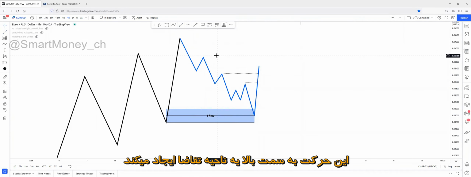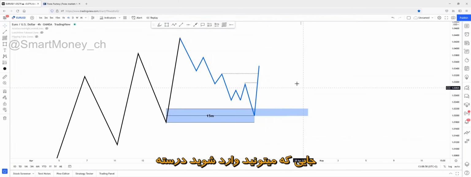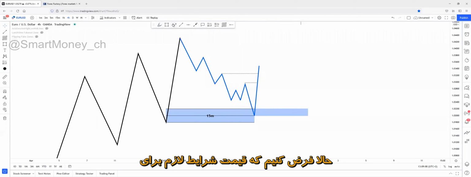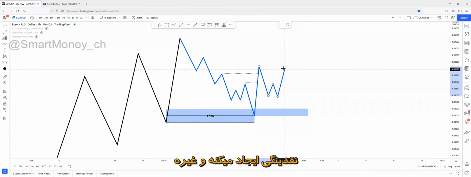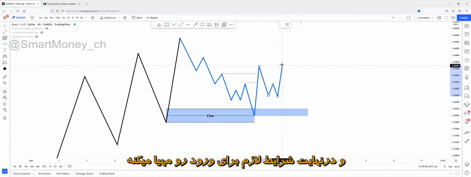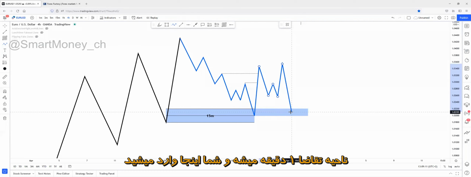So this movement will form a demand zone, a 1 minute demand zone, where you can enter, right? Let's say price creates a good entry criteria for this 1 minute demand zone. It creates liquidity, etc. So there will be a good entry criteria for this demand zone. And price mitigates this demand zone, sweeps the liquidity, taps the 1 minute demand zone, the 50%.